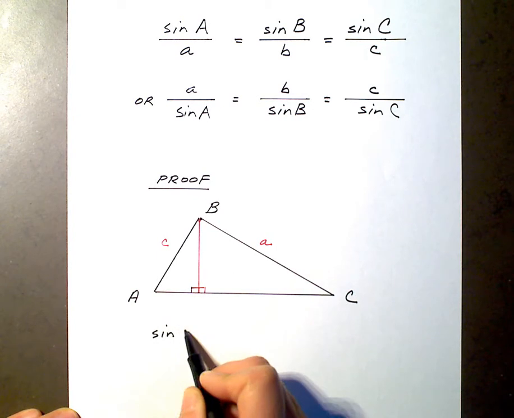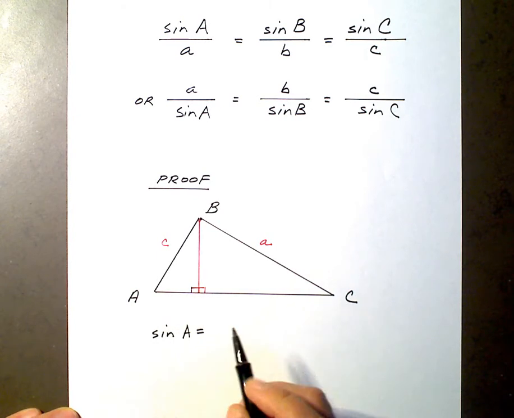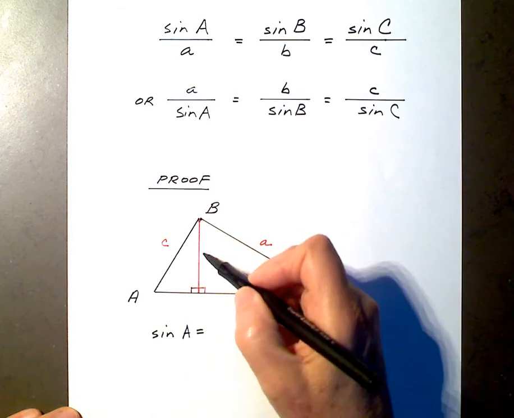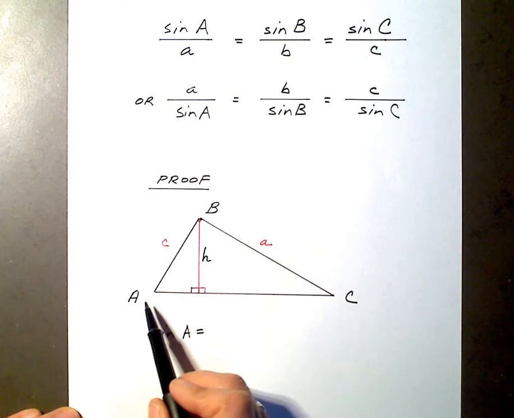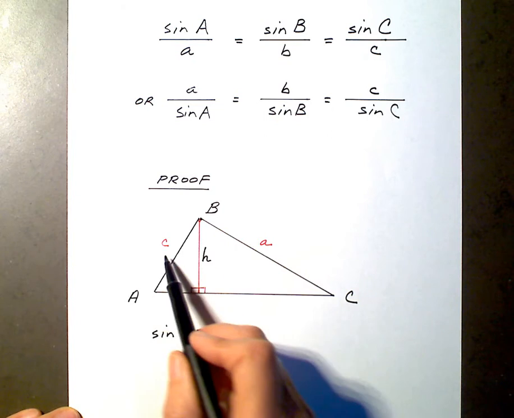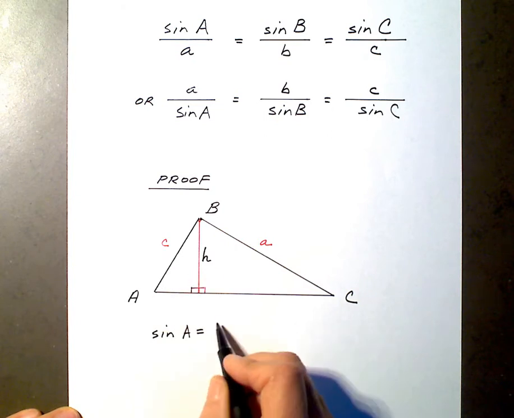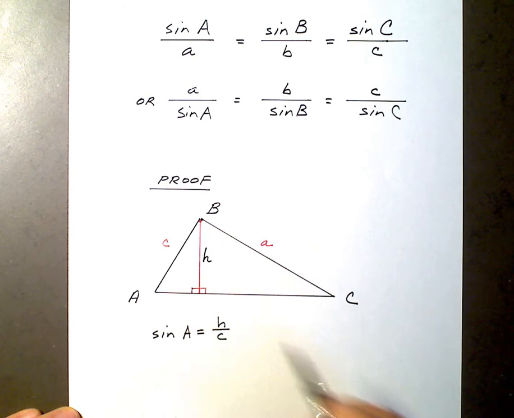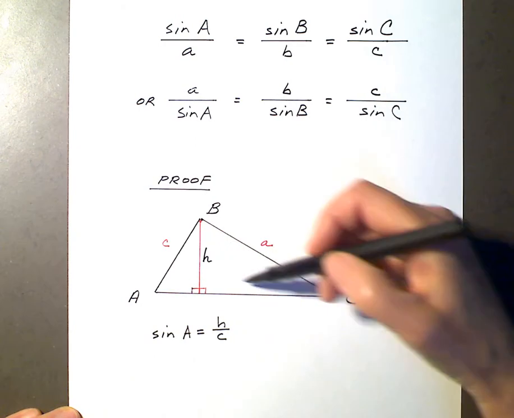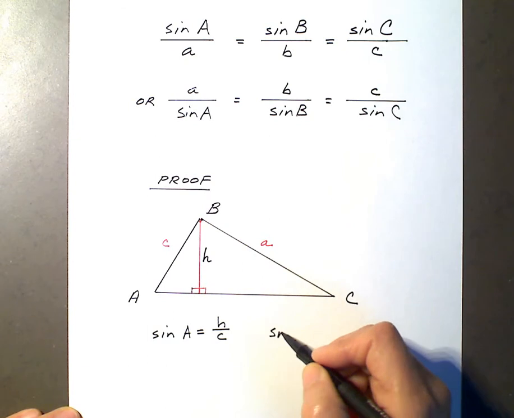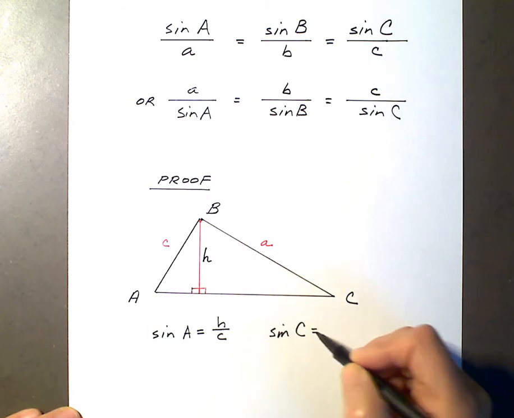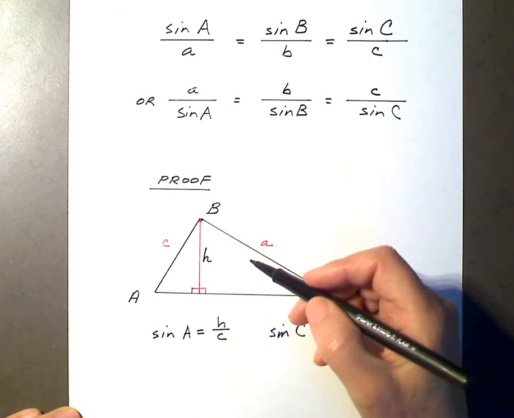So in this right triangle here, with respect to angle A, I can say that the sine of angle A is the ratio of, let's call this H for now, that height line, since it's just temporary. So the sine of angle A is opposite over hypotenuse in this right triangle, so it's the ratio of H over C. And then in the right triangle on the right, with respect to angle C, I can say that the sine of angle C, the ratio of opposite over hypotenuse, is H over A.